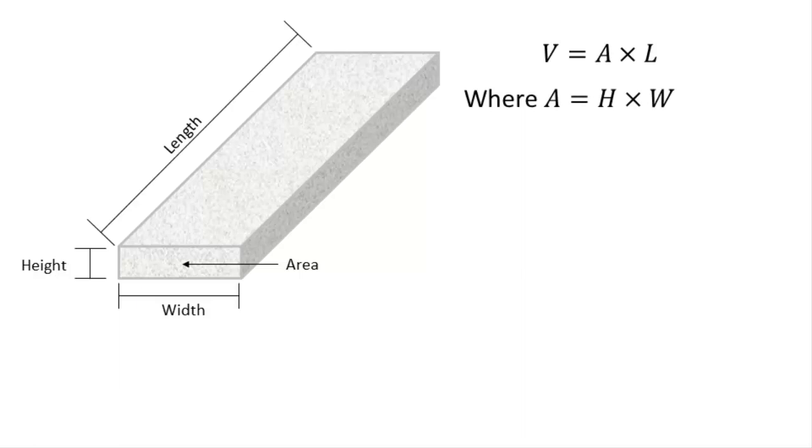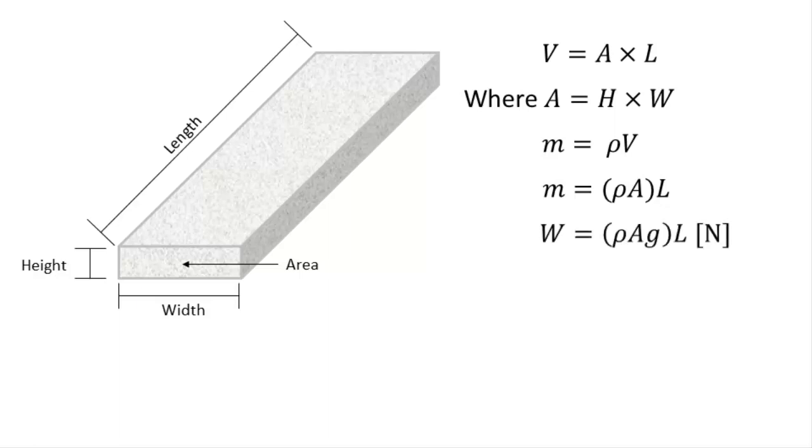This allows us to work out the weight as a function of the slab length. We know that the mass of the slab is determined by multiplying the density of the concrete with its volume. And so, mass can be written as density times the cross-sectional area times the slab length. Finally, the weight of the slab can be found by multiplying its mass with acceleration due to gravity. The product of the density, the cross-sectional area, and gravity inside the bracket is called the UDL of the slab and has a unit of newtons per meter.